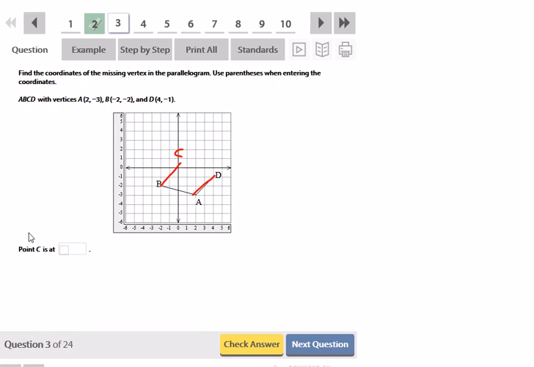and the same thing with CD. I would say the easiest way to do this is just use rise and run, just count. So like here from A to D, we're moving 1, 2 up and 1, 2 to the right. Just do the same thing over here, 1, 2 up and 1, 2 to the right. So point C would have to be at the origin. If I put that there, that would make this into a parallelogram.